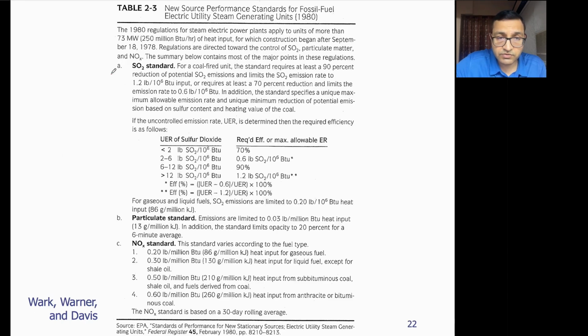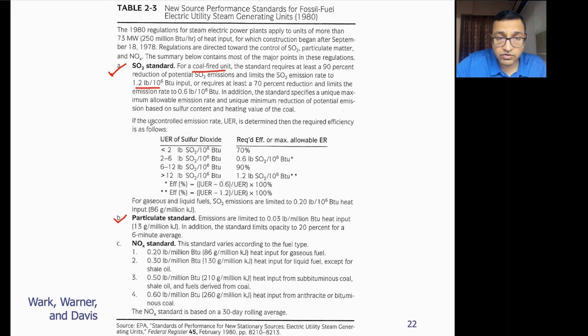So there's the SO2 standard. We're taking one example of an industry here, the coal-fired power plants, but the regulations define these things for a lot of different industries. There's the particulate standard. So let's consider the SO2 standard. It says for a coal-fired unit, the standard requires at least 90% reduction of potential SO2 emissions and limits the emission to this rate. So this whole information is tabulated here nicely.